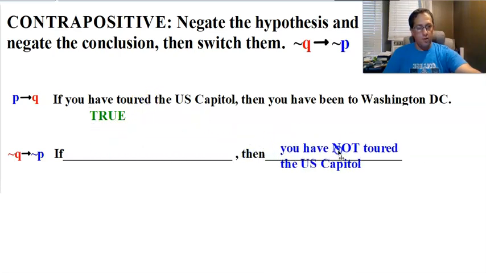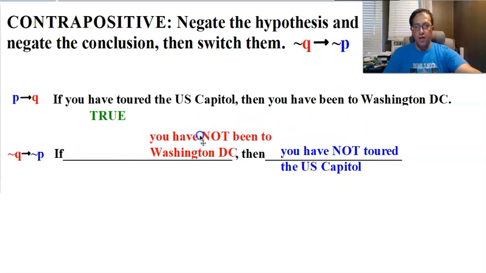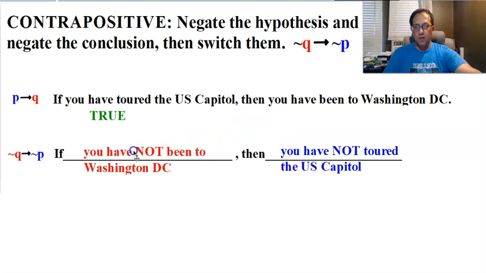Capitol, and we're going to move it to the back. Instead of saying you have been to Washington, D.C., we're going to say you have not been to Washington, D.C., and we're going to move that to the front. So the contrapositive says, if you have not been to Washington, D.C., then you have not toured the U.S. Capitol. Is this a true statement? Well, let's see. I have been to Washington, D.C., so we need this to be true. Is it possible to never go to Washington, D.C., and so that part's true, but still go inside the Capitol building?